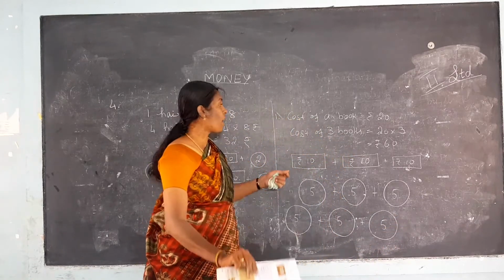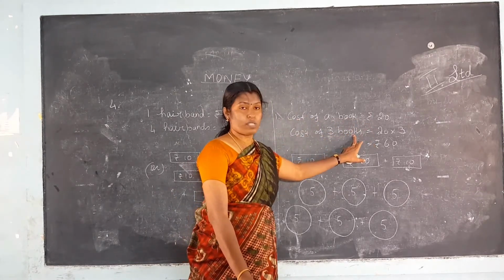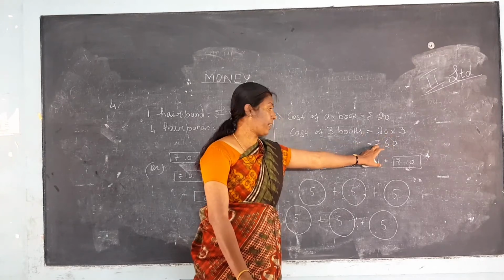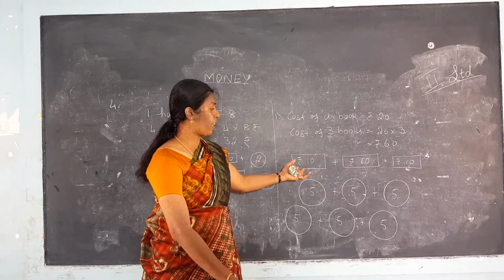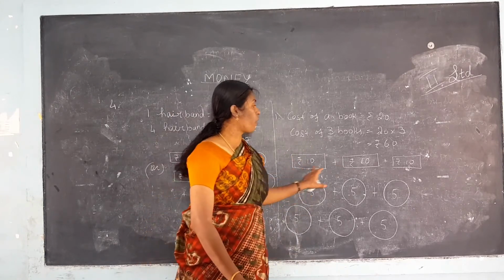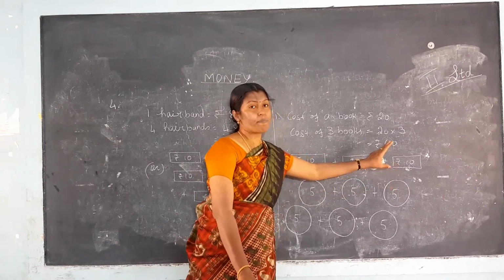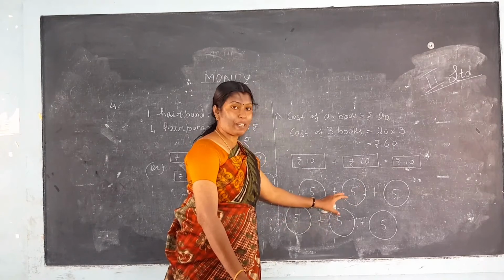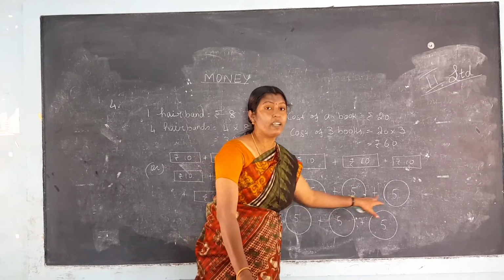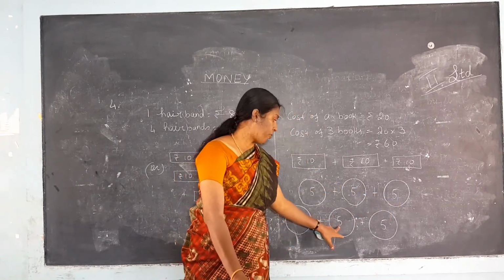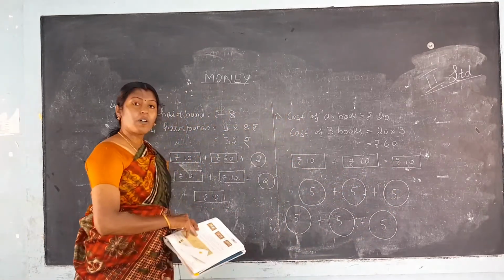Do you understand, ma? The cost of your book is 20 rupees, and the cost of 3 books, how much? 20 into 3, that is 60 rupees. We have to take the denominations of 60 rupees by anything, by 10 or 5 rupee coin. First we can take 10 rupees: 10 plus 10 plus 10, that is 30, and we are taking 5 rupee coins here: 30, 35, 40, 45, 50, 55 and 60. Total 60 rupees. Okay students, do you understand?